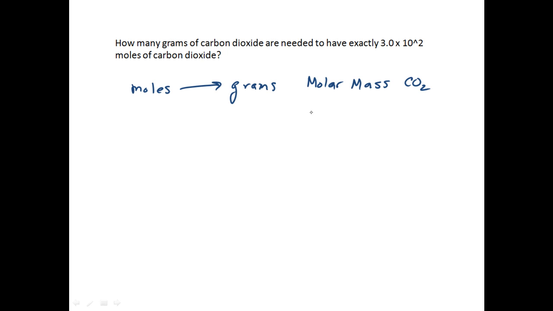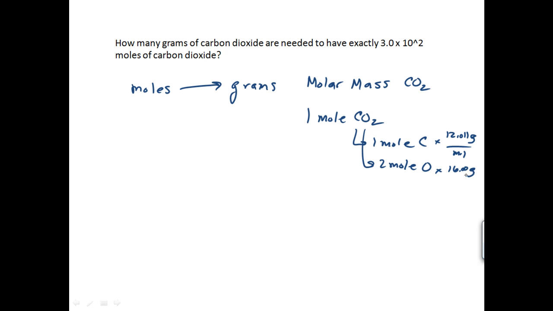And so the way we do that is we find out how much 1 mole of carbon dioxide weighs. Well, if we have 1 mole of carbon dioxide, that means we have 1 mole of carbon and 2 moles of oxygen. So we go to the periodic table and look up the molar mass for carbon. We find that carbon weighs 12.011 grams per mole, and oxygen weighs 16.00 grams per mole.